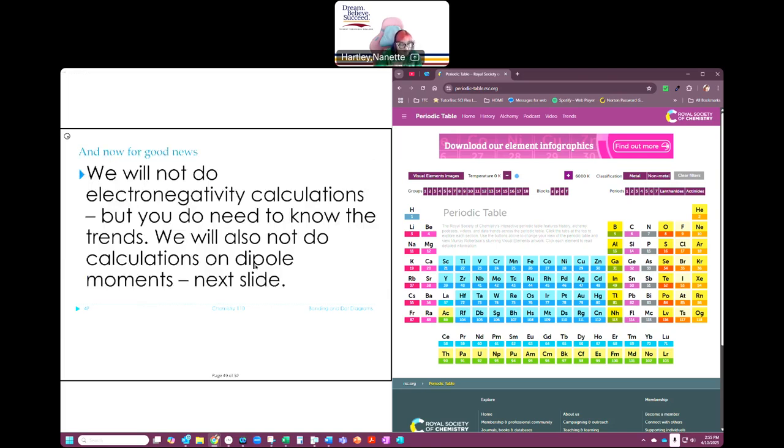Now, we aren't going to do the calculations that go with the electronegativity. We're only going to talk about them in the qualitative sense, not the quantitative sense. So we won't do the calculations. We just talk about them in the fact that they spend more time on one side than the other side. So don't worry about the numbers.